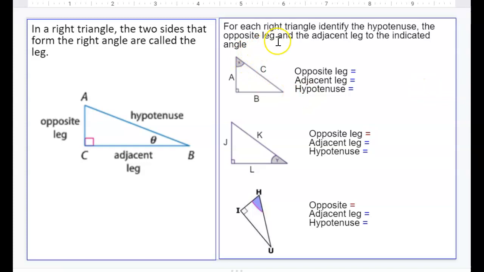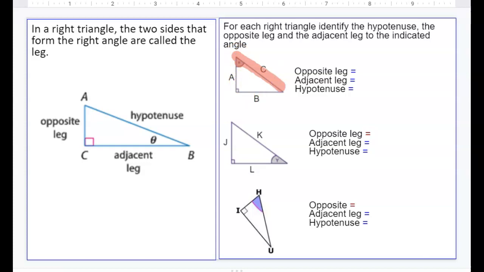It says, for each right triangle, identify the hypotenuse, the opposite leg, and the adjacent leg to the indicated angle. All right, the first one, this is the indicated angle. The very first thing to identify is the hypotenuse. That's your right angle there. It is formed by these two legs. So the hypotenuse clearly is this one, which is C.